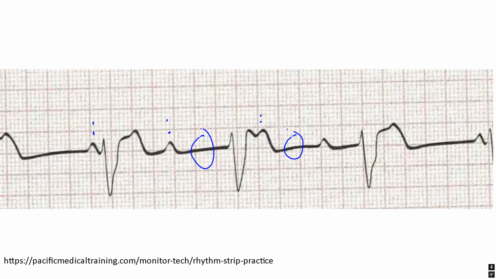I know I said, look at the PR, and if it's extending, it's a second degree type 2, but this is a unique situation where there's no connection between the P waves and the R waves. Look at this. The R to R interval remains the same. The P to P interval remains the same. And there's no connection between the two. That is a complete heart block, or third degree heart block.